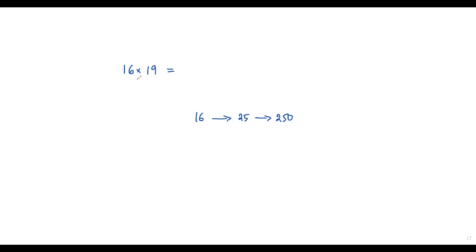Now let's multiply the digits at ones places. 6 times 9, that is 54. When I add 54 to this 250, it is 304. So the product of 16 and 19 is 304.